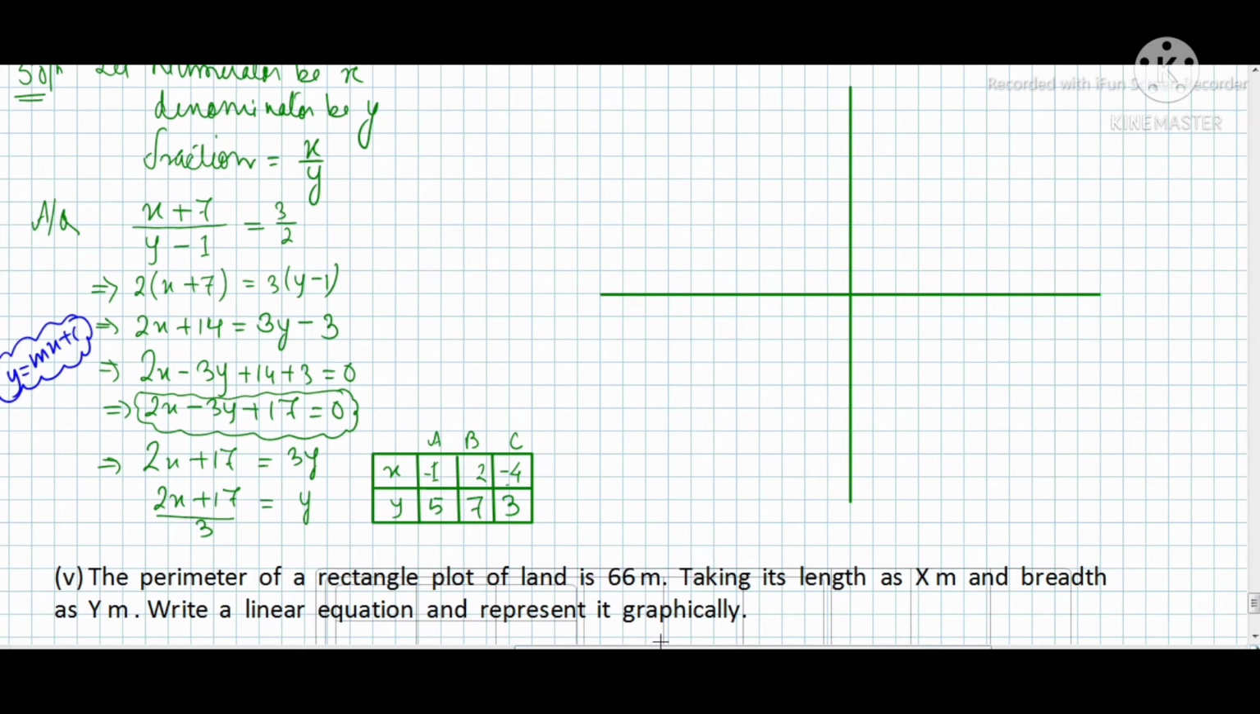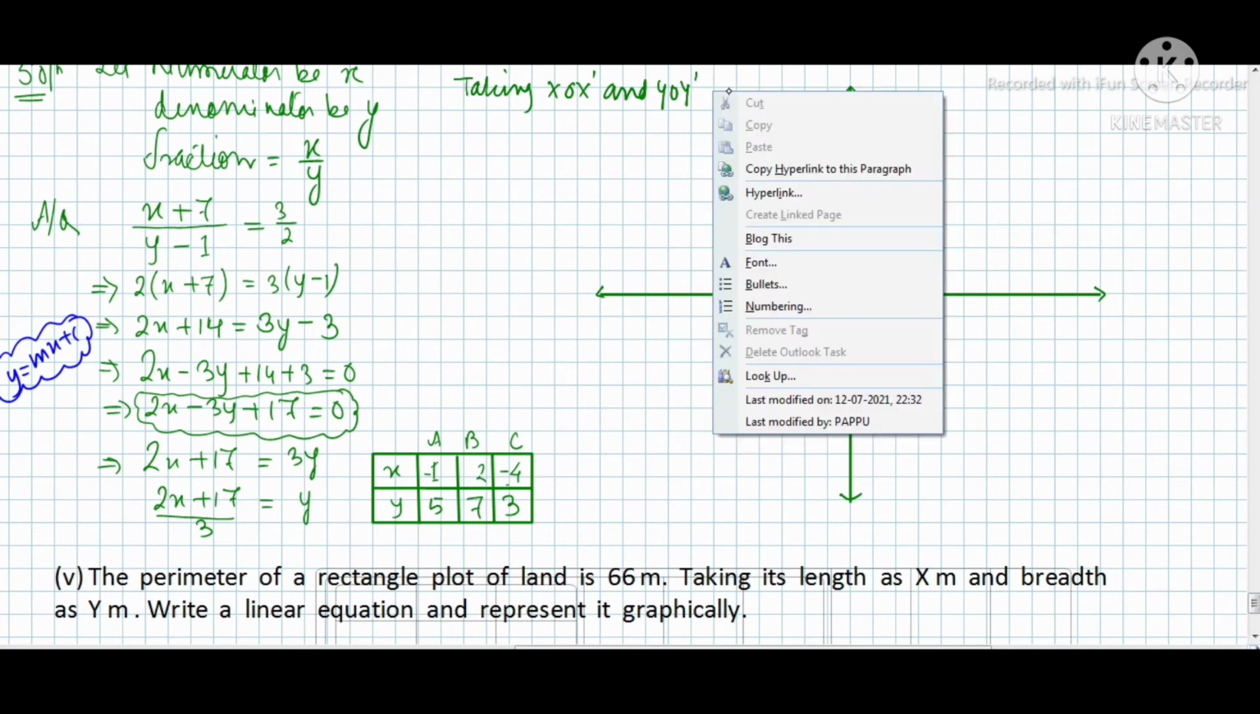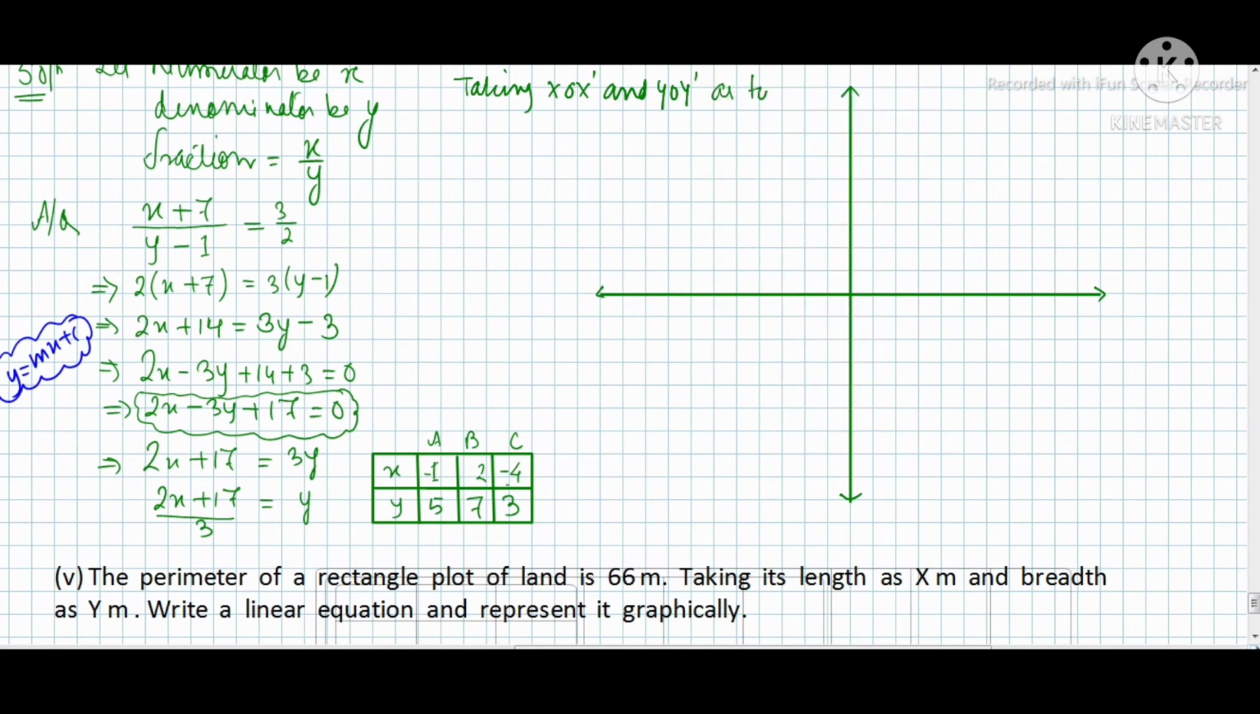So this is your x axis and this is your y axis. Now I need to plot the graph. For that I have to write something that will write as taking X'OX and Y'OY as two perpendicular axes.